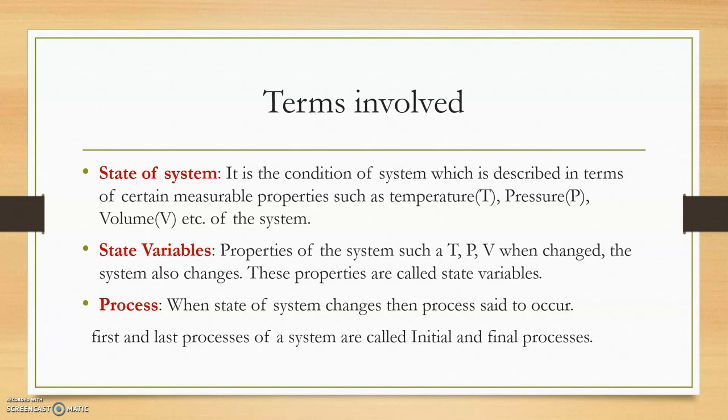When a state of a system changes, then it is said that a process is happening in a system. For example, in a system, first and last states are called initial and final states.